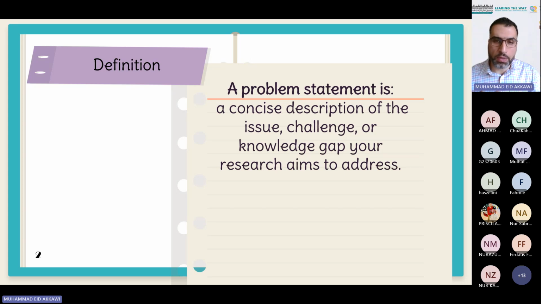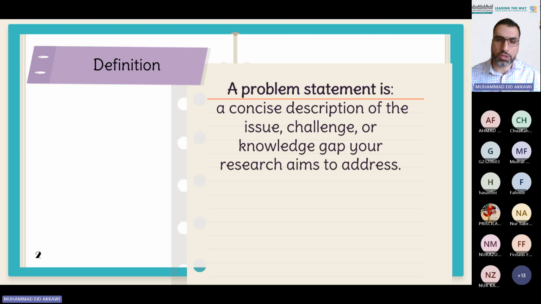So number one, it should be concise. For any reader, your problem statement should be concise, shouldn't be very lengthy, and it should also focus on your research problem. And we will see in detail why it's important to conduct a research that can address this problem.